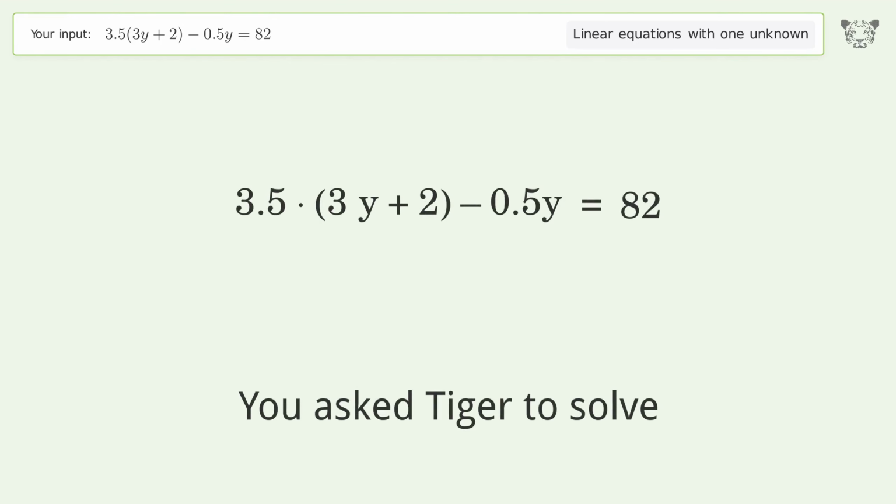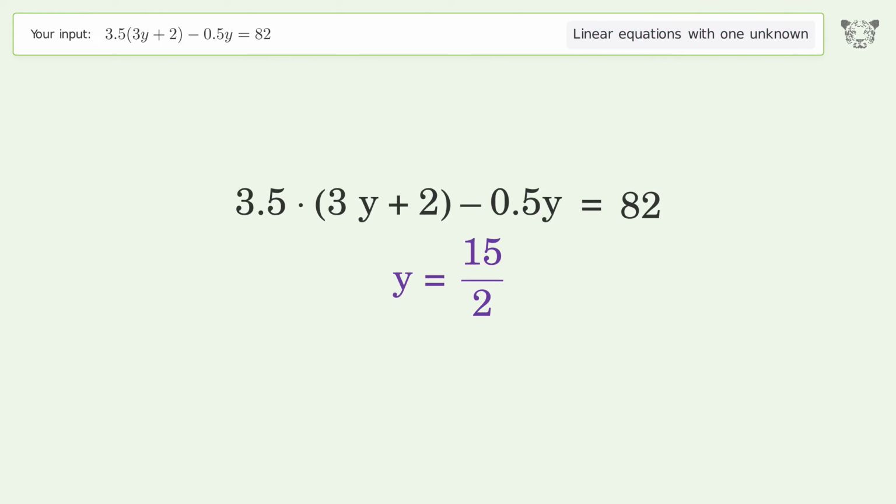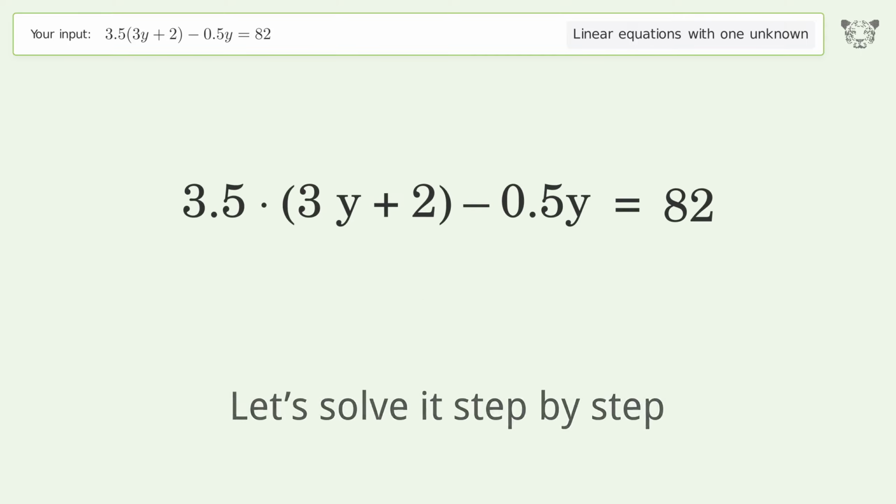You ask Tiger to solve this. This deals with linear equations with one unknown. The final result is y equals 15/2. Let's solve it step by step.